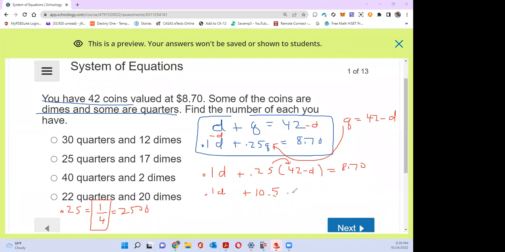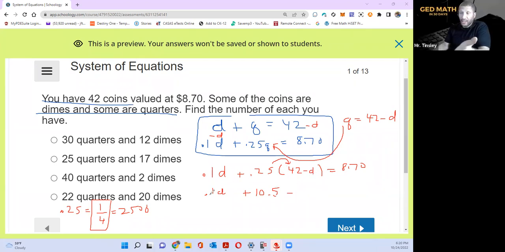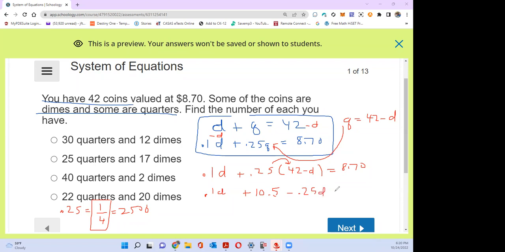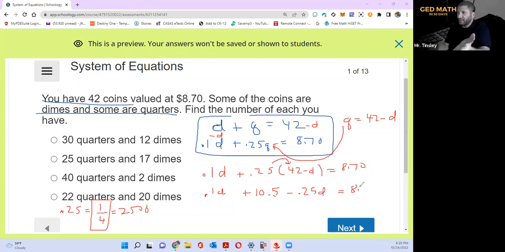Now, minus, I'm going to use the decimal here, because I got 0.1D here. 0.25D equals 8.70. Now, we're still going to get the same exact answers. And that's what I'm about to show you, how much longer this would take than just using the multiple choice. So 1 minus 0.25 is 0.75D.